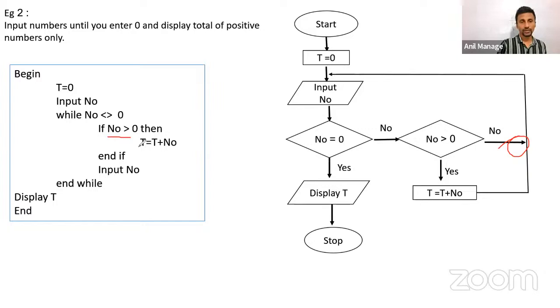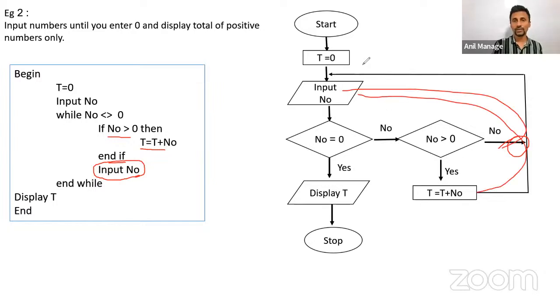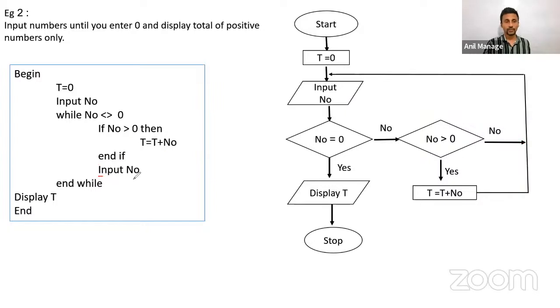And if number is greater than 0, then you are going to add to the total. Whatever it is, you have to take the next number. That is why I have taken it outside the if condition. You can't put it inside the if condition. Whether the if condition is true or false, you have to take the next number. Look at the flowchart: whether you come from the no branch or the yes branch, you reach this point. So whatever it is, you need to take the next number. That's why I have put input number outside the if condition, and it repeats. When you enter 0, it will display the total of positive numbers, right?